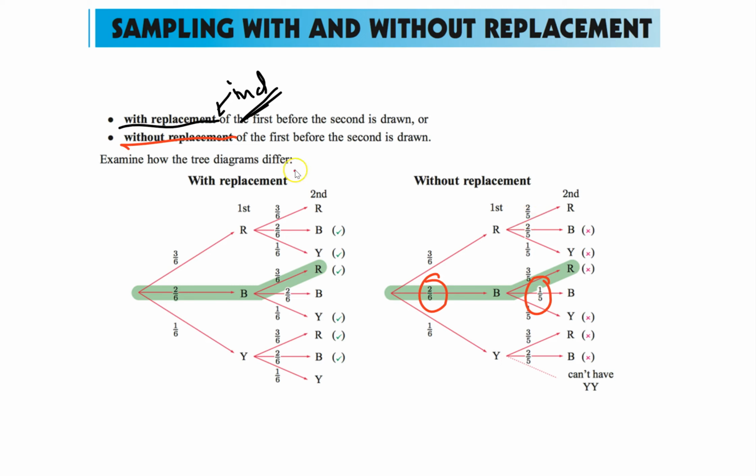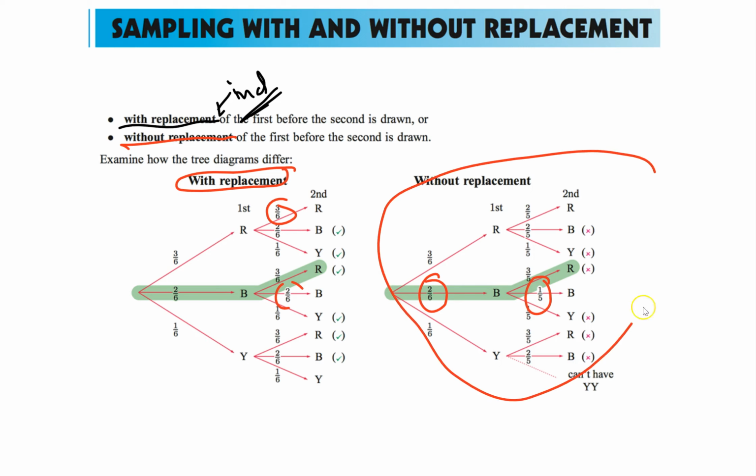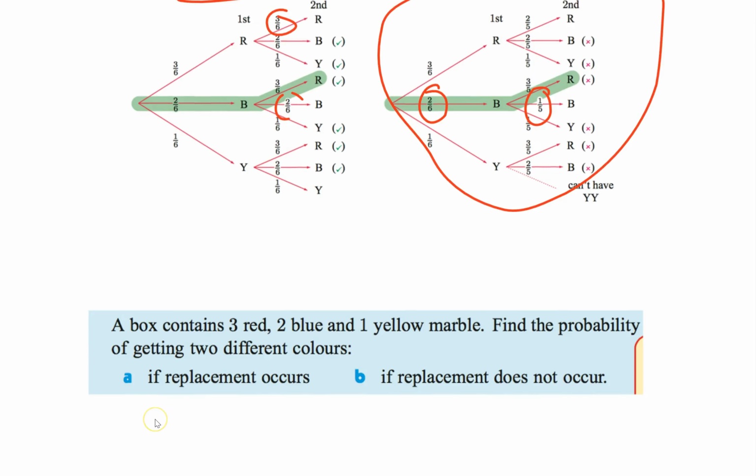But back here with replacement, where you put the marble back, nothing changes. Getting blue is 2 out of 6. Getting blue is still 2 out of 6. Getting a red is 3 out of 6. Well, you put the marble back, so now getting red is still 3 out of 6. Without replacement, a lot more interesting. Numbers start to change. And what you did on the first turn affects what you're going to do in the second turn. Let's look at a quick example.